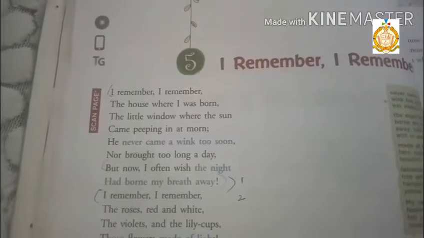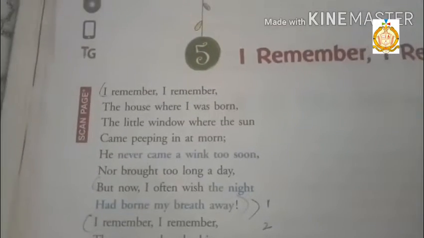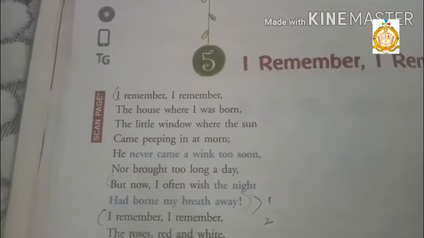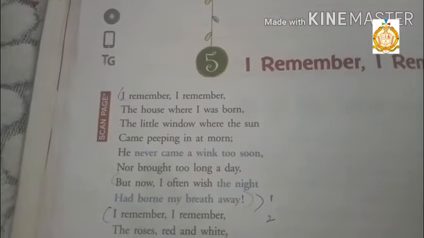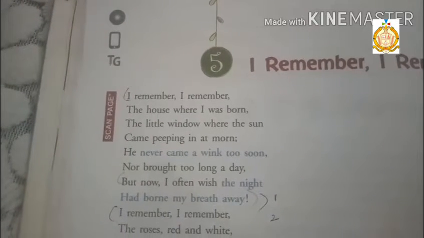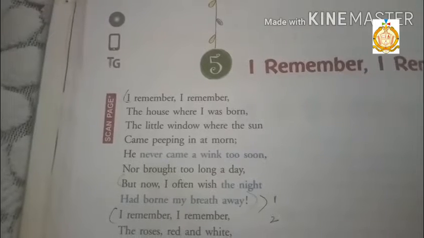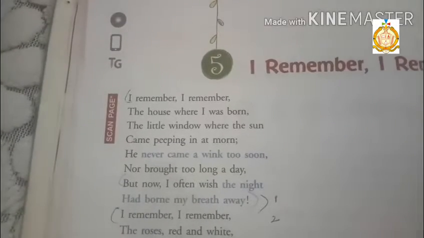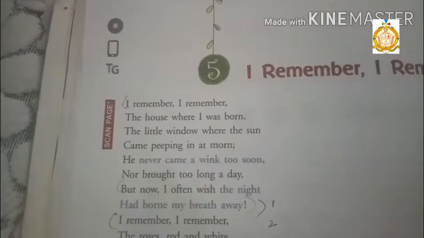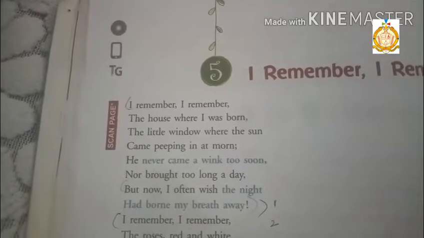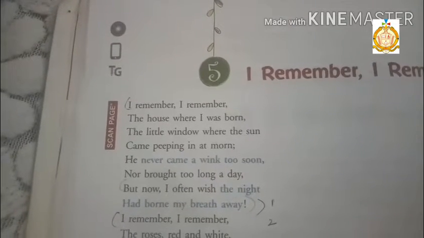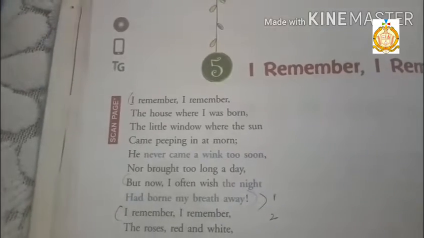Now let me start with the stanza 1. In the first stanza, the poet talks about the house where he was born. His remembrances of the sun's peeping, means looking through the window in the morning, indicates his childish ignorance. The passing day from morning till night gives pleasure to the child, hence the day does not either end early or late. However, at present the poet wishes for the night to take away his breath. His desire for death indicates his painful life.